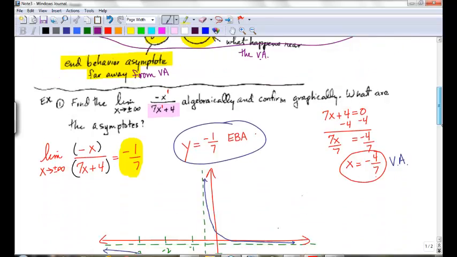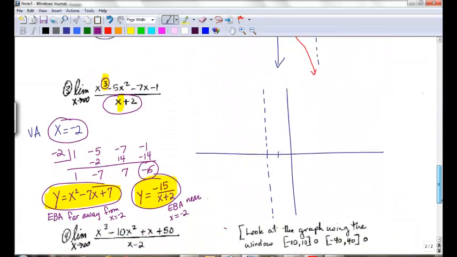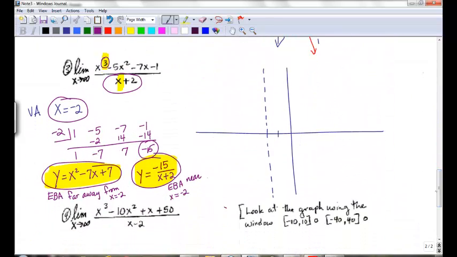So let's go back to this. Now I want you to look at the graph under a specific window. We're going to graph those asymptotes first. Clear out any of those equations and put in the window. I want you to go negative 10 to 10. And I don't care about the tick marks, so change that x scale to 0. And then go negative 40 to 40 and scale 0.